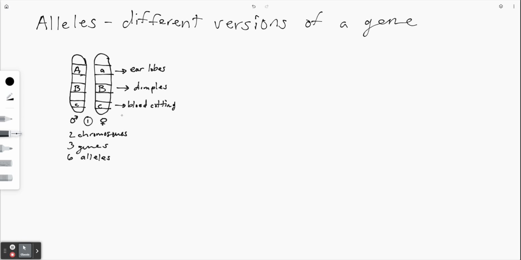And so let's take our dimples example. We're going to have two versions of this gene. We can have a capital or lowercase. So let's say we have B and we have lowercase b. What we have to do is assign a trait for each one of these letters. These are two different versions of the gene. You can have this version or this version. So the DNA is actually different in these two. So let's say that this one gives us dimples and this one gives us no dimples.